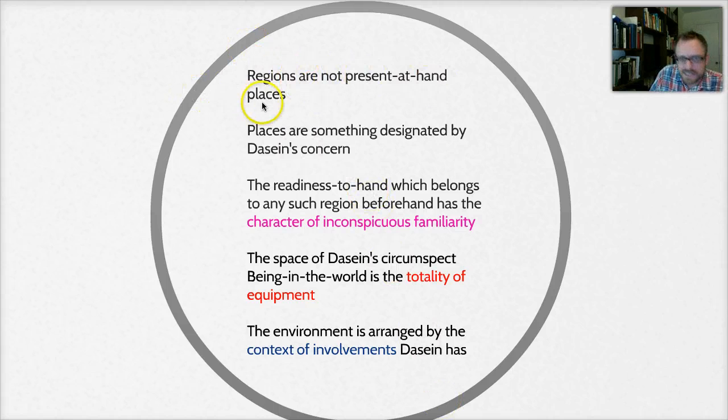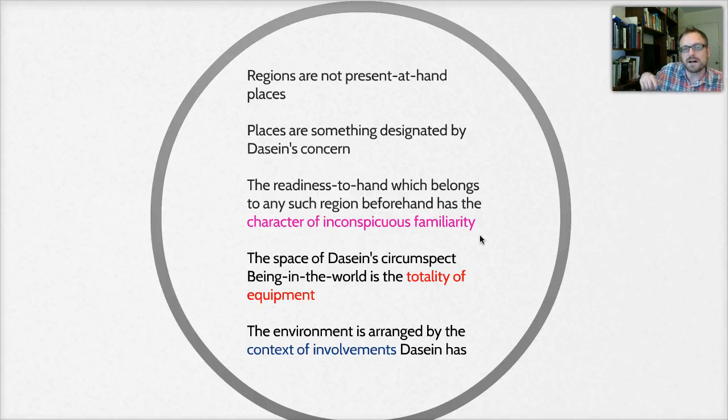Regions are not present at hand places, right? These aren't places on a map, right? The places are something that's designated by Dasein's concern, right? The readiness to hand which belongs to any such region beforehand has the characteristic of inconspicuous familiarity. So when I'm in a region and I'm using things, everything is inconspicuously familiar, right? And if it's not, then that takes me out of the ready to hand and pops me into the present to hand, as it were.